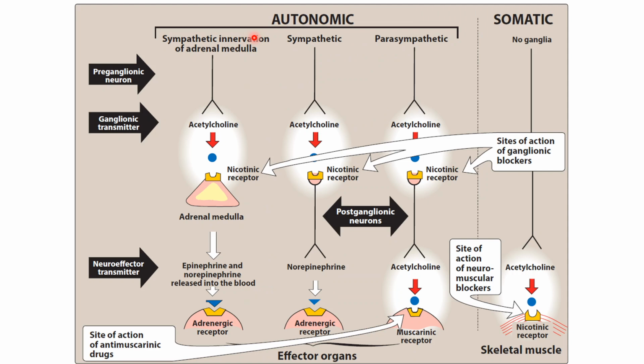So the muscarinic cholinergic blockers will act on the parasympathetic nervous system and will block the muscarinic receptor on the postganglionic synapse. So the postganglionic neuron has a muscarinic receptor, and acetylcholine is the agonist of that receptor. So this is the site of action.